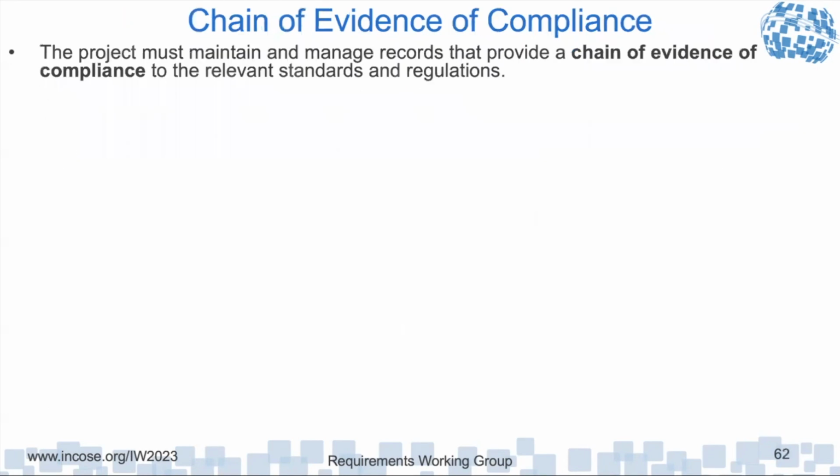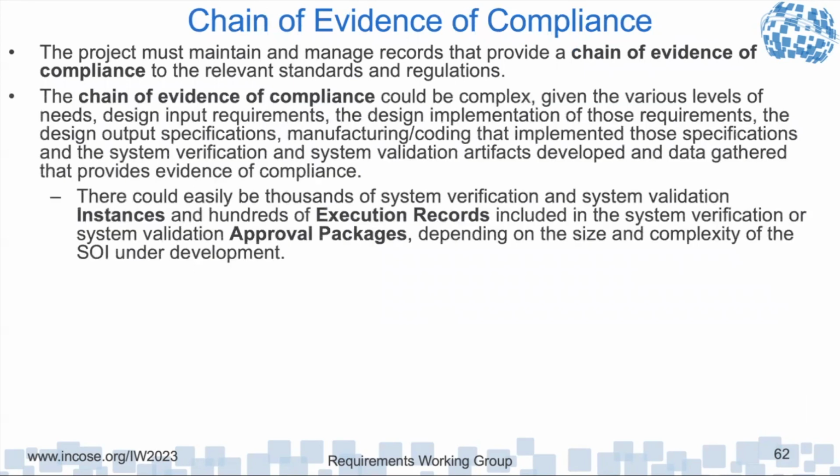The project must maintain and manage records to provide a chain of evidence of compliance to the relevant standards and regulations. And this chain of evidence is very important. The chain of evidence could be very complex given the various levels and needs: design input requirements, the design implementation of those requirements, the design output specifications, manufacturing coding that implemented those specifications, and the system verification and system validation artifacts developed and gathered.